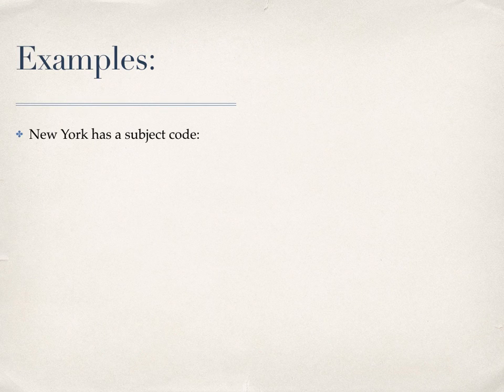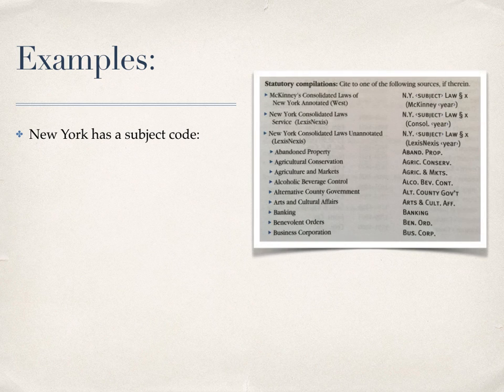New York has a subject code. I know this because in Table T1 under New York, I find statutory compilations. It tells me to cite to one of the following sources if they're in. McKinney's Consolidated Laws of New York Annotated is the preferred code. Now note that that's an annotated code and it's published by West, yet it's going to be the preferred code to cite under the Blue Book.